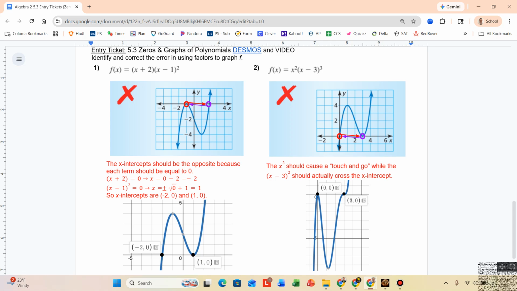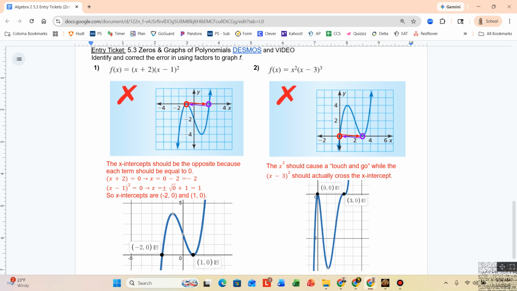And then we need the x minus 1 squared, that term, to also equal out to 0. Opposite of minus 1 is plus 1, 0 plus 1 is 1. So our other x-intercept should be 1, 0 instead of negative 1, 0. You can throw that in Desmos and you get the graph down at the bottom left of the screen.